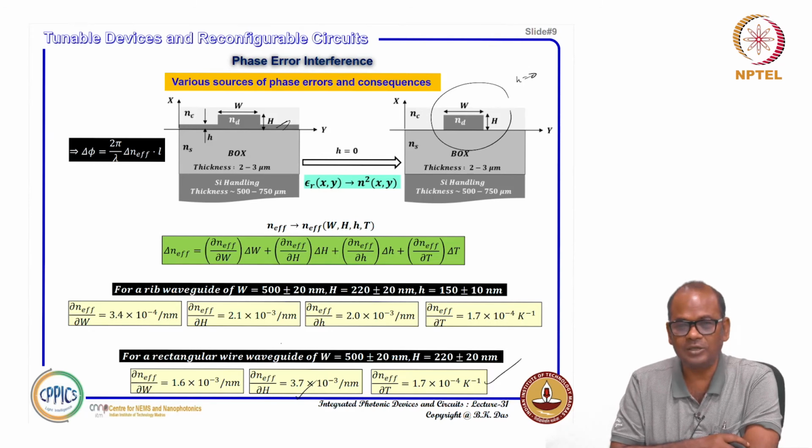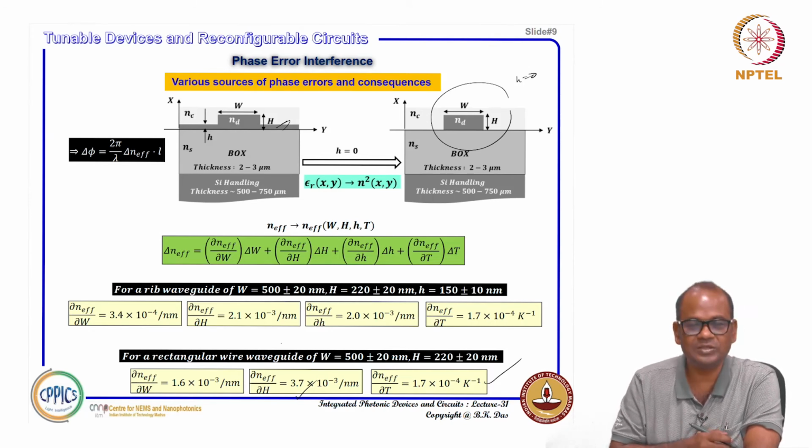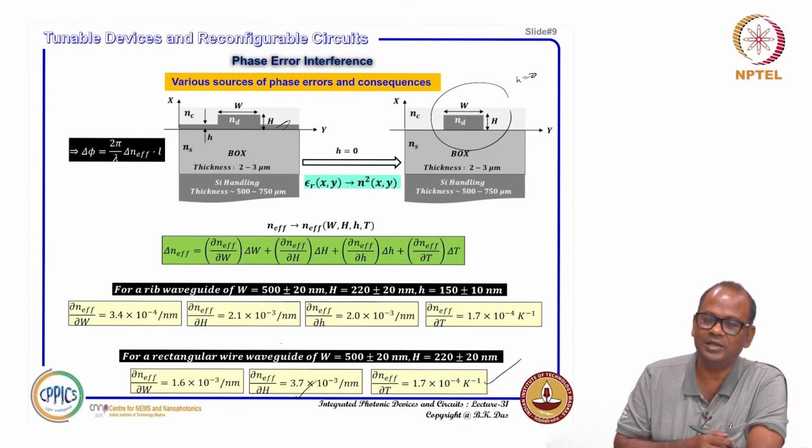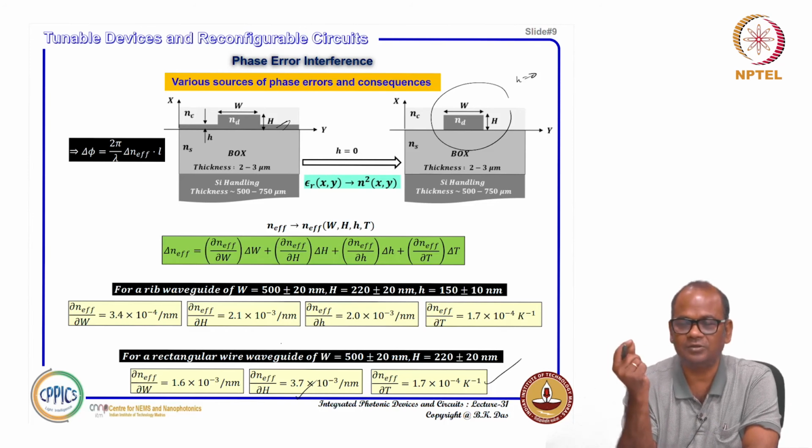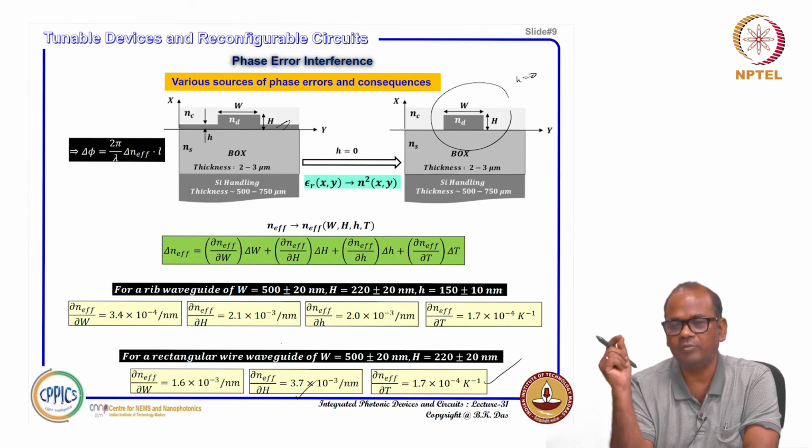But you can always ask the question, when your refractive index changes in the order of 10 to the minus 4 and 10 to the minus 3, what is the big deal? I will show you that this is really a big deal. Even if it is 10 to the minus 4, 10 to the minus 3, that is a big problem for your device performance. I mean to say that even 1 nanometer variation in width, height or slab height variation can cause a huge problem in your device performance.